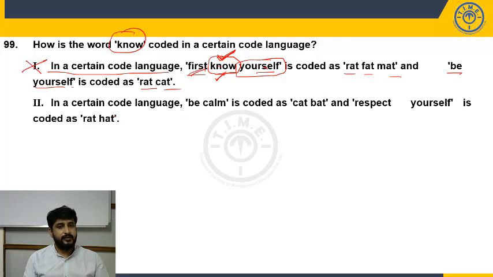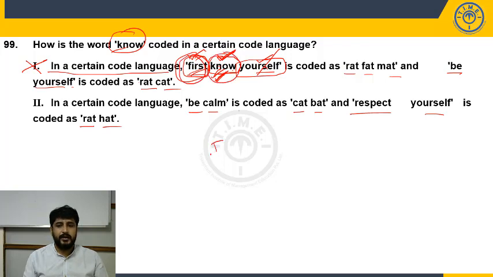Now let us come to the second. Be calm. Cat, bat. Respect yourself. Rat, hat. So even in this one we don't have the term no. So definitely is not possible. Let's combine it. By combining it also, I should eliminate the first to identify the code for no, since in these two statements 1 and 2, I don't have the common term no. So definitely I should eliminate the first and yourself. I may eliminate the yourself, but I can't eliminate the first. So when I cannot eliminate the first, I cannot find the code for no.